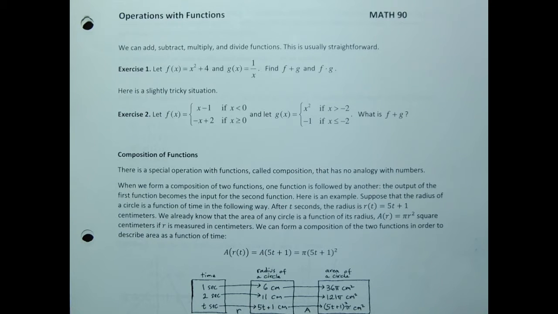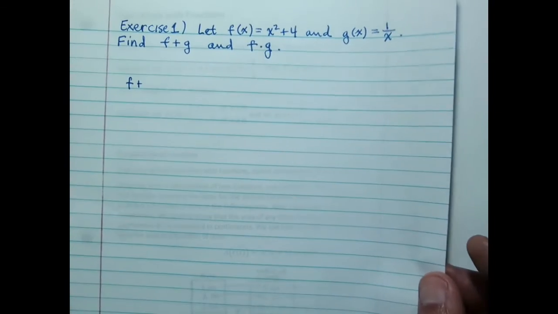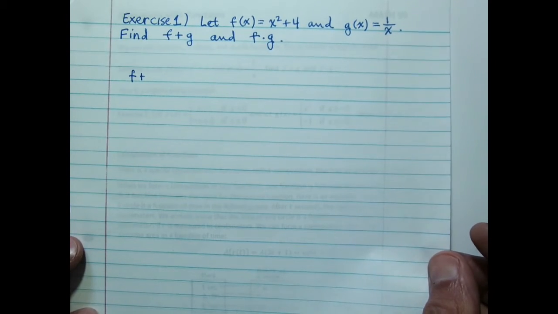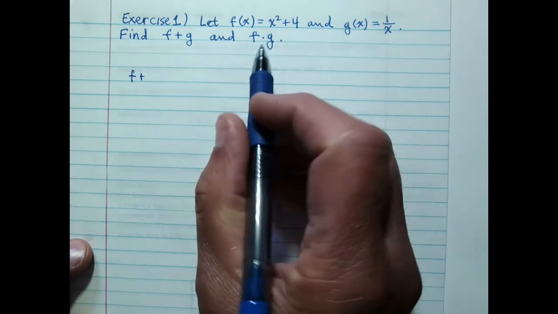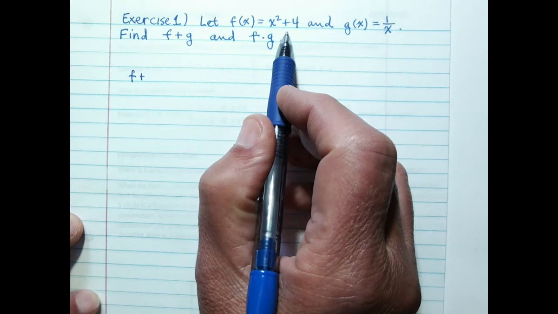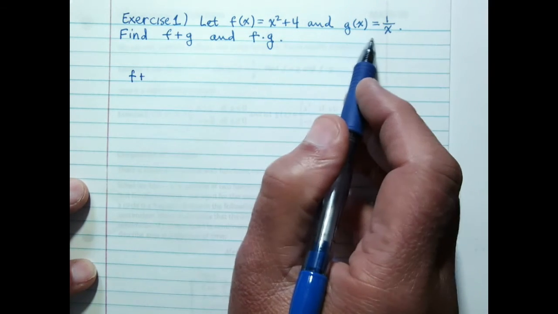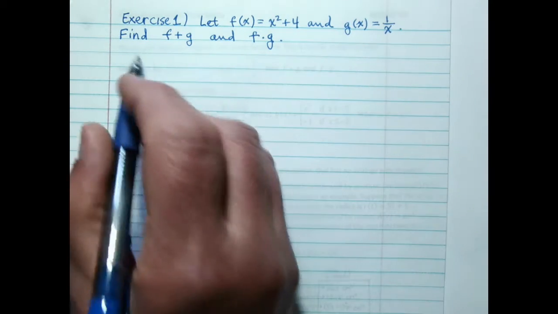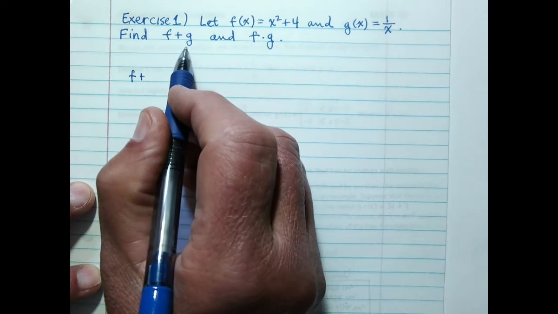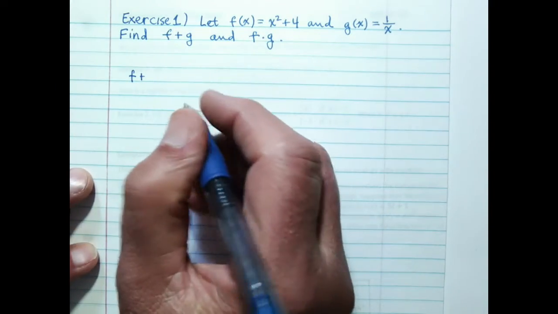We can add, subtract, multiply, and divide functions. This is usually very straightforward, and let's go ahead and do exercise 1 that I have rewritten here on a sheet. Let f of x equal x squared plus 4 and g of x equal 1 over x. We want to find f plus g and f times g.